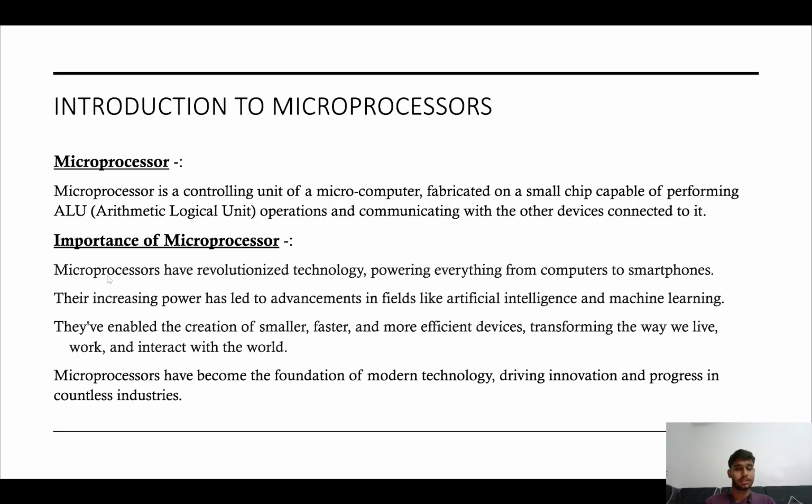Here's the importance of microprocessor. Microprocessors nowadays have revolutionized technology, powering everything from computers to smartphones. Their increasing power has led to advancement in fields like artificial intelligence and machine learning. They have enabled the creation of smaller, faster, and more efficient devices, transforming the way we live, work, and interact with the world. Microprocessors have become the foundation of modern technology, driving innovation and progress in countless industries. So basically, microprocessors have today taken place in each and every part of our modern life.